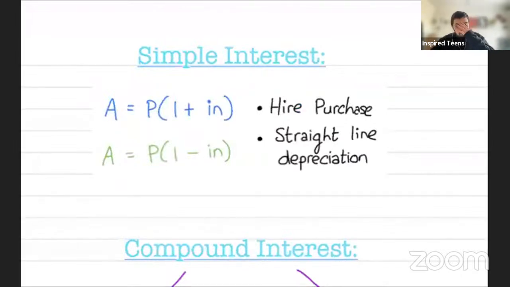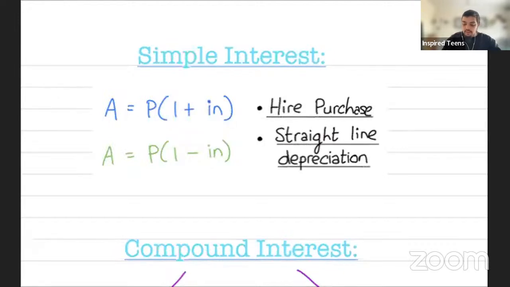Simple interest you've been doing for many years, and we have these relatively simple formulas. Some keywords that should immediately indicate to you that you should use simple interest are things like hire purchase as well as straight line depreciation. When you are given these concepts in a question, like a 3-mark question, someone buys something on hire purchase or straight line depreciation, this means simple interest. Let's have a look at our simple interest formula.